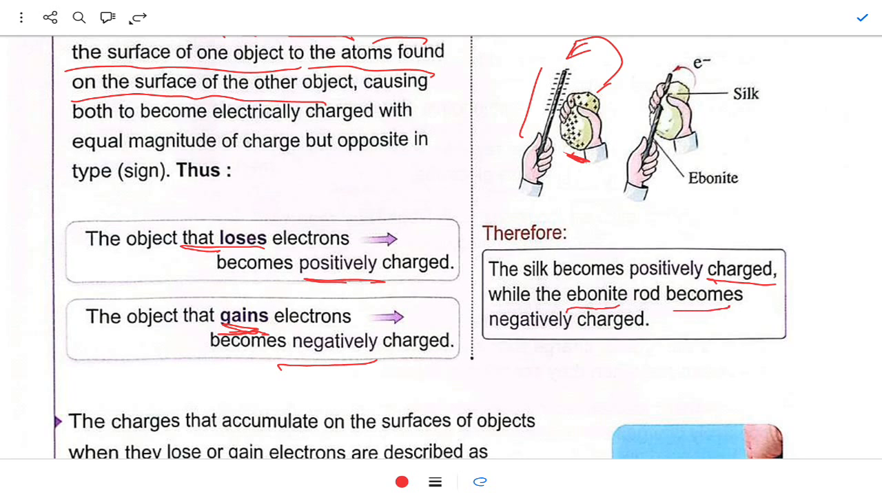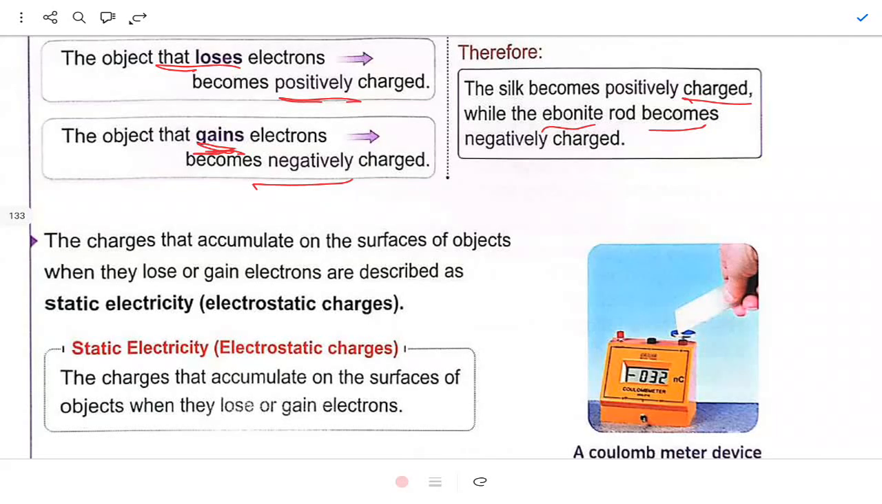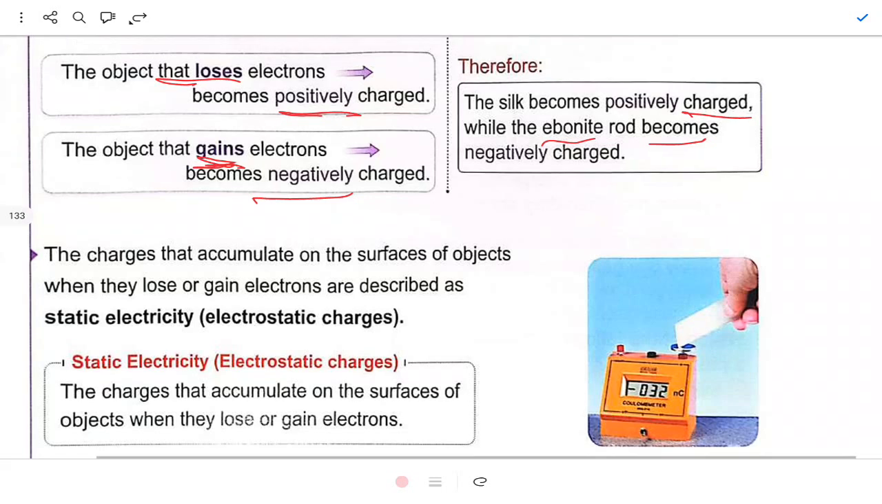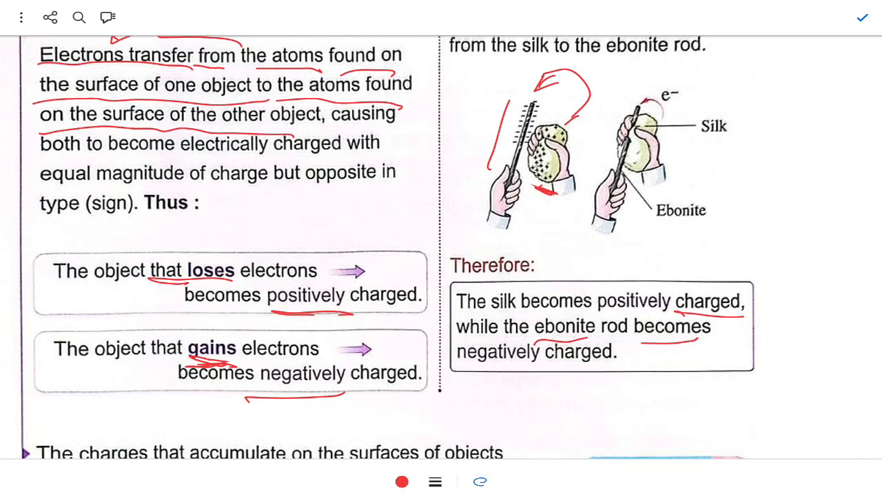That is what I said. Now let's identify the concept of static electricity or electrostatic charges. They are the charges that accumulate on the surface of objects when they lose or gain electrons. We have two objects here, the rod and the piece of silk. The silk loses electrons, so it becomes positively charged, and the other one becomes negatively charged because it gains the electrons.